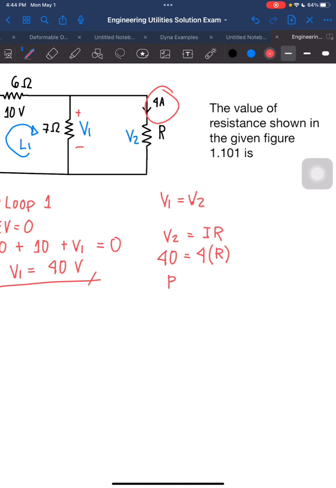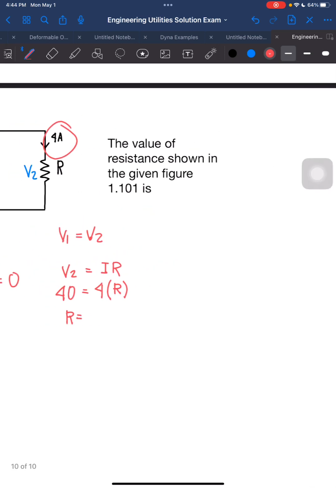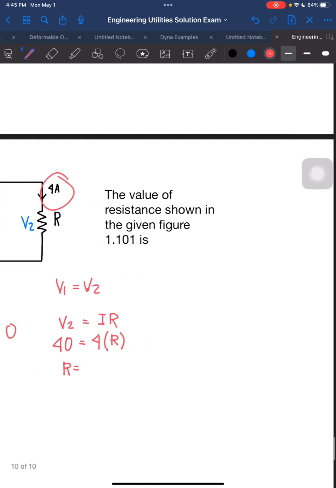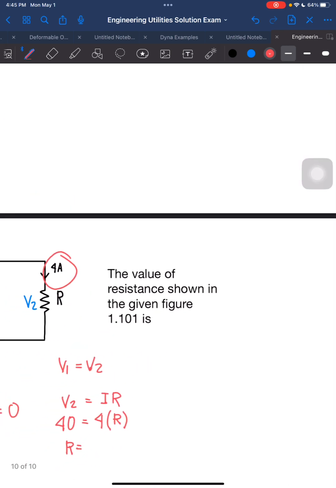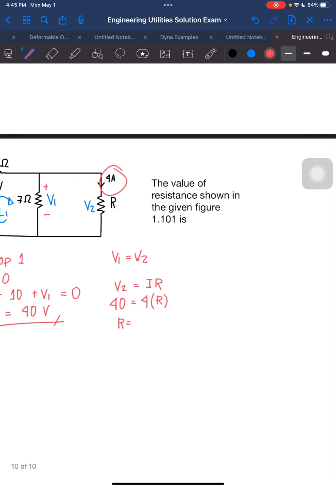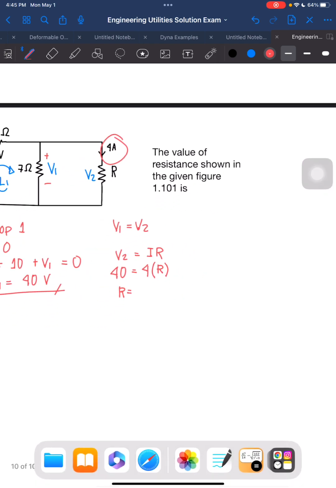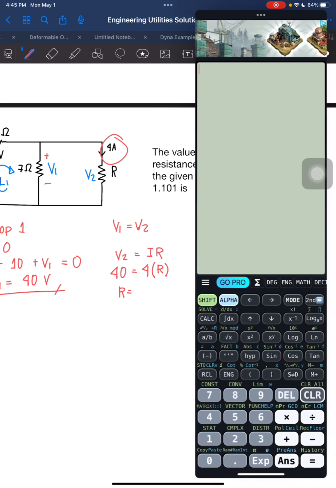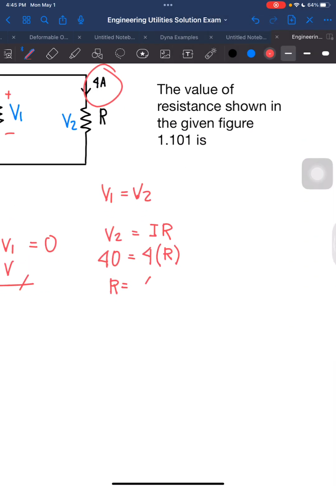So, pwede na natin i-solve that. R is equal to 40 over 4, so 10. Ang ating R doon ay 10 ohms. Ito natin yung final answer.